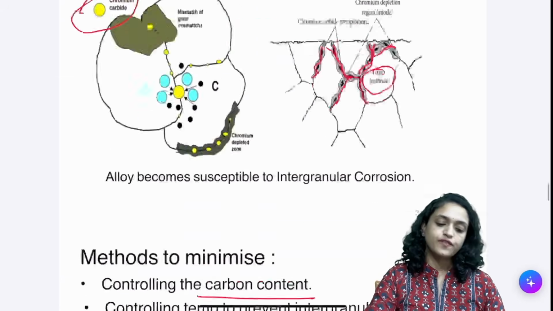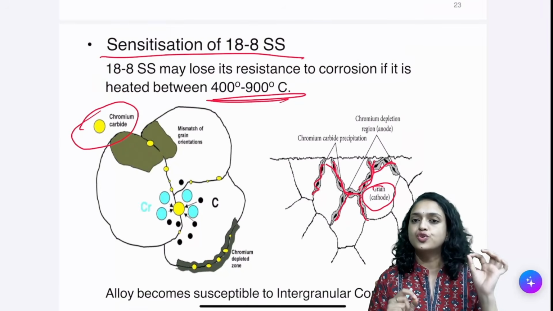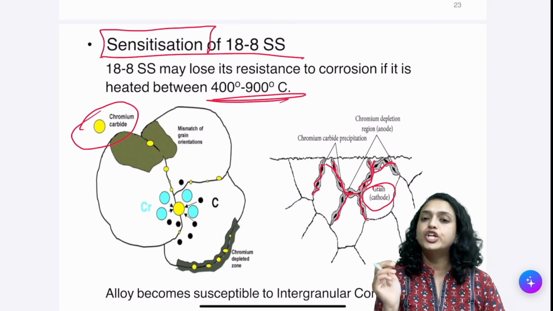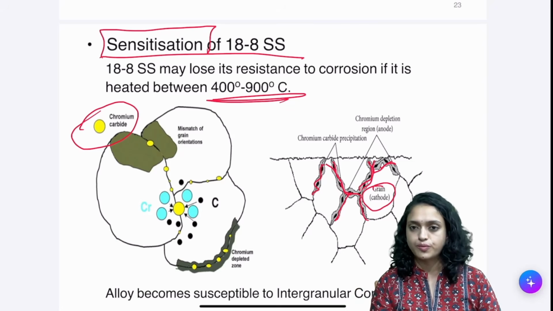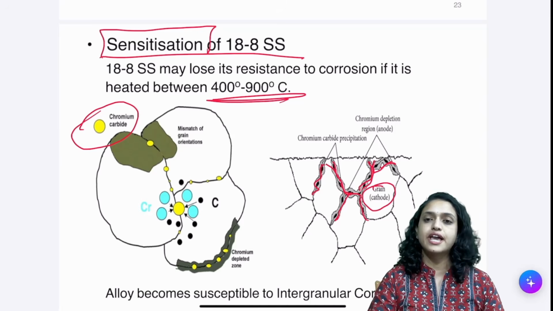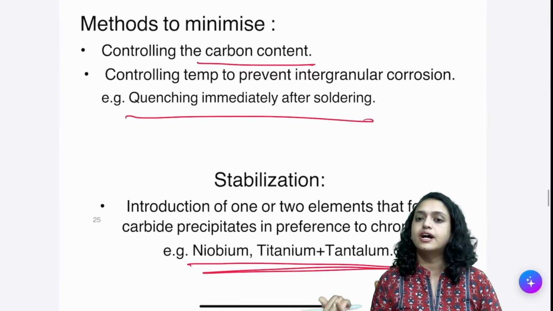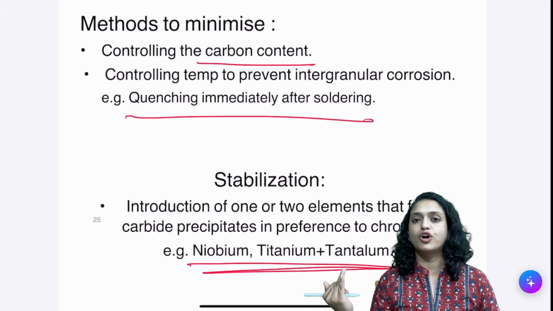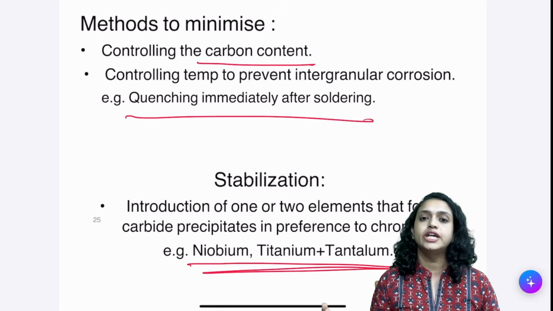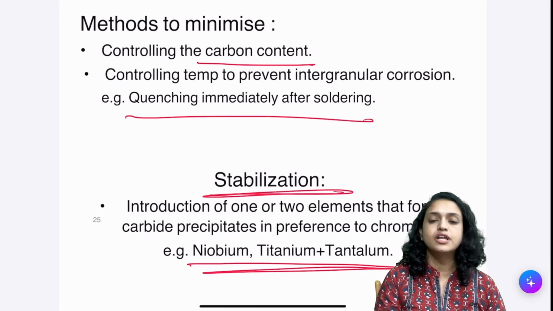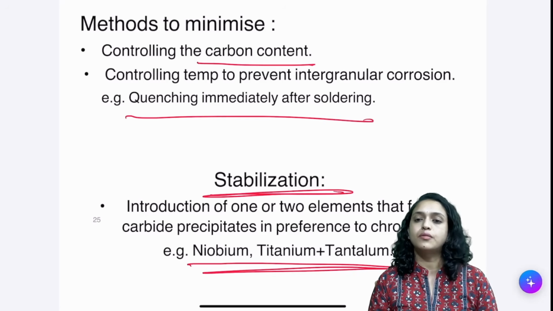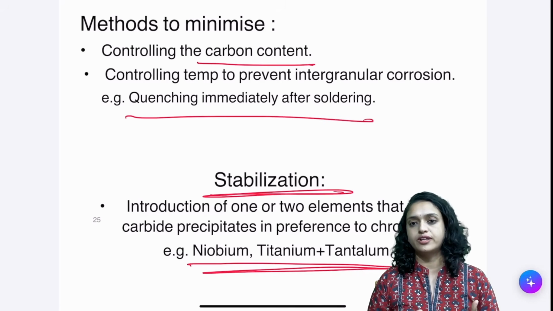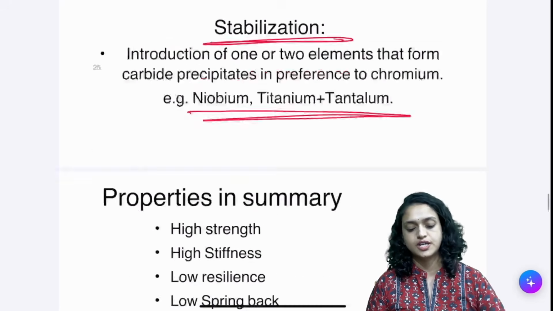The formation of chromium carbide at high temperature is called sensitization. It reduces the passivating property of the chromium in the stainless steel. So this can be reduced by controlling the carbon content, and quenching the soldered material immediately in water so that you can control the temperature. Third, you can do something called stabilization by addition of titanium or tantalum or niobium into the material so that the chromium carbide does not form and cause loss of corrosion resistance.